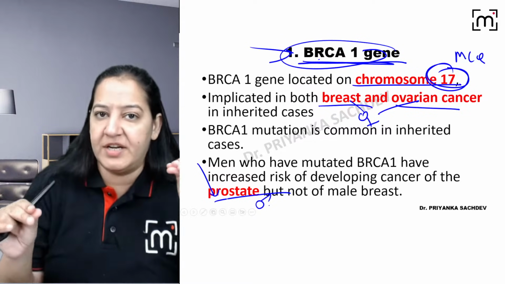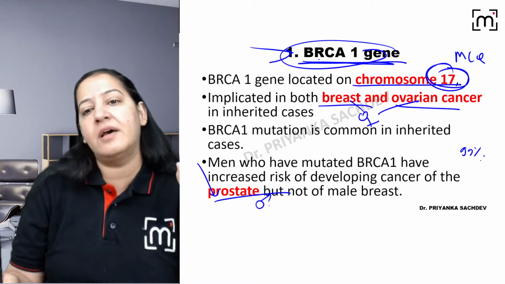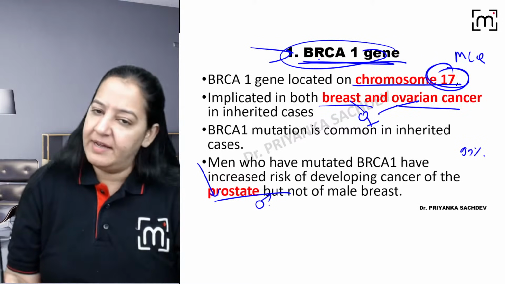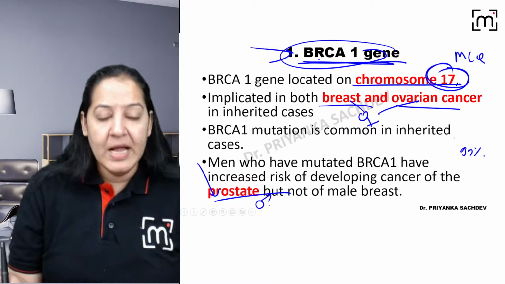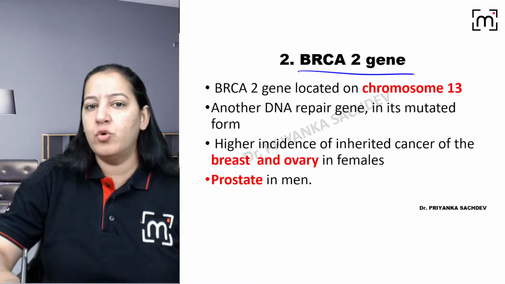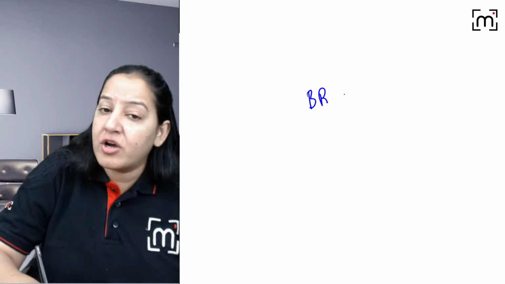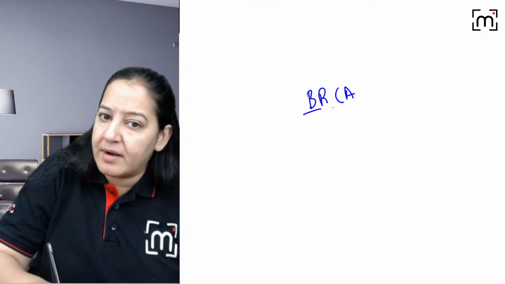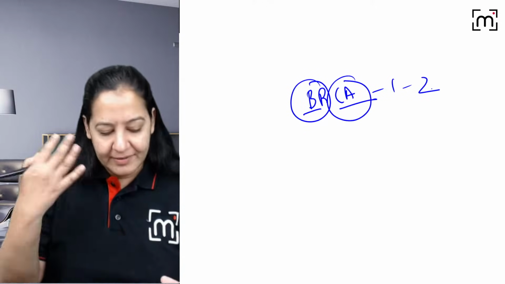If it is mutated, it is sure that in future there is a 99% chance that the lady will have either breast cancer or ovarian cancer. You got my point? And second is BRCA2. What is the full form of BRCA1 and BRCA2? Write BR for breast and CA for carcinoma. So it is BRCA, breast carcinoma. BRCA1, BRCA2. That is the full form.